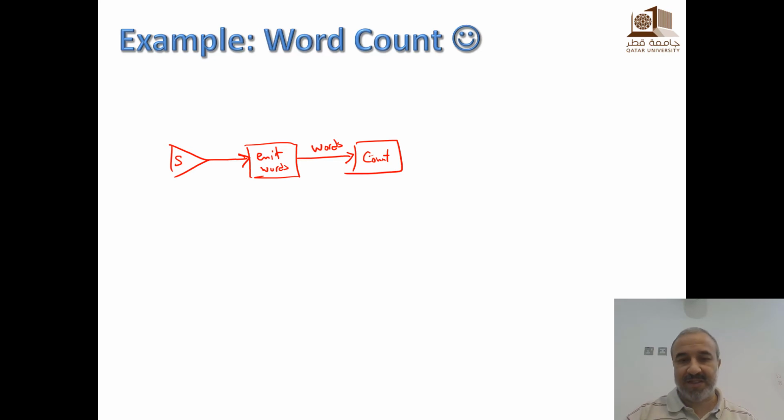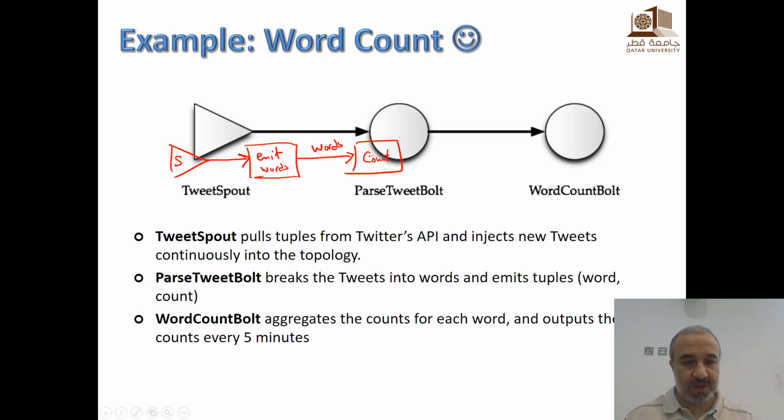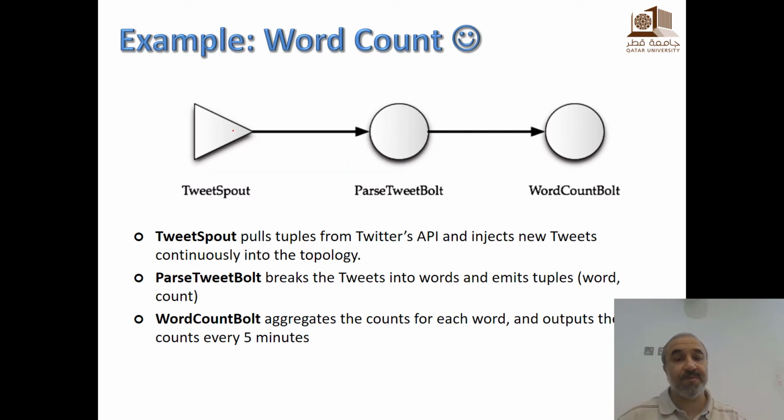Let's see how we will actually do it in Storm. So this is the tweet spout. Then we'll parse the tweet and generate the words, and then we count. This one will listen to the Twitter API, this one will emit the words, and this one will aggregate the counts and output the counts every 5 minutes. So that's the logic that we did, right?